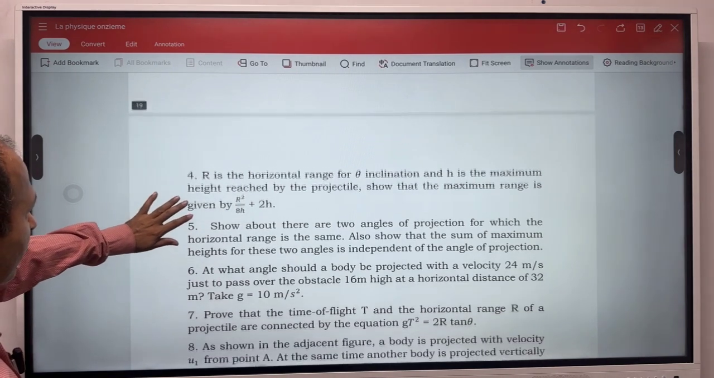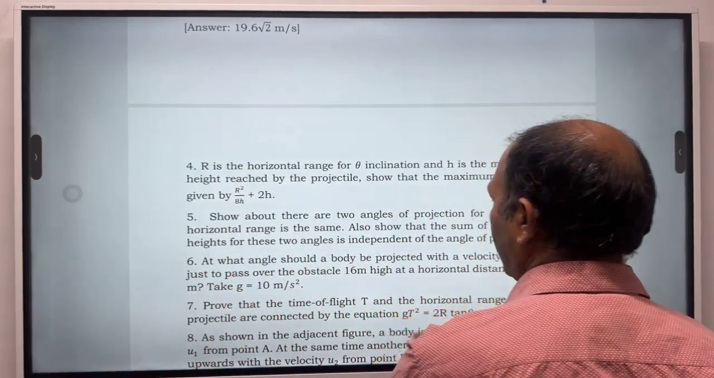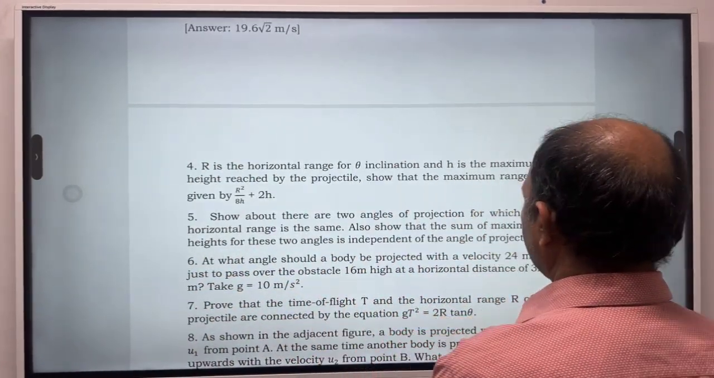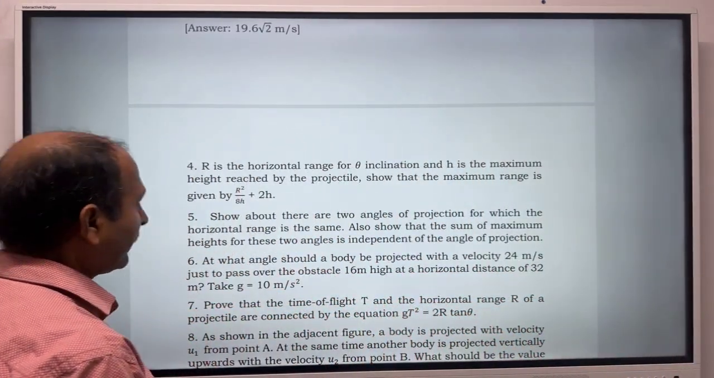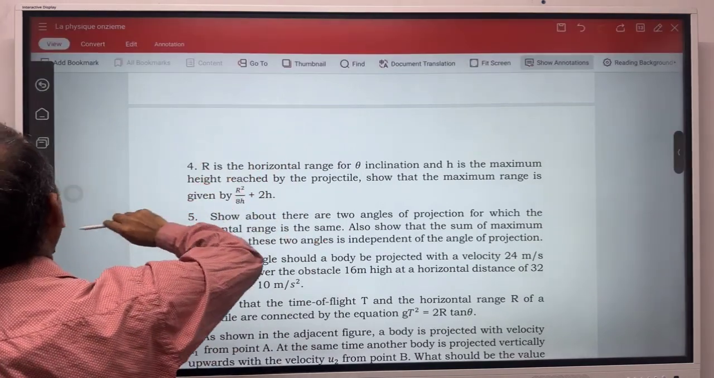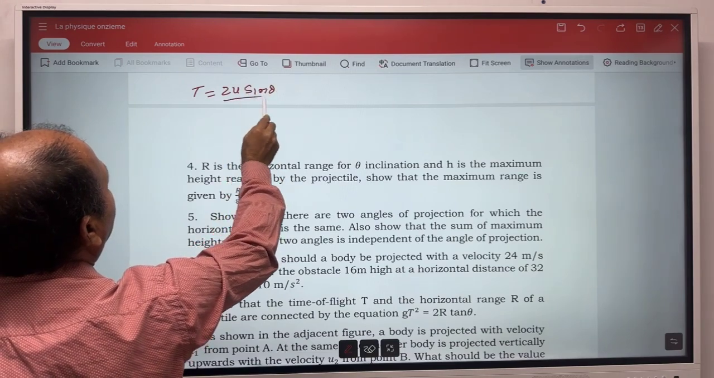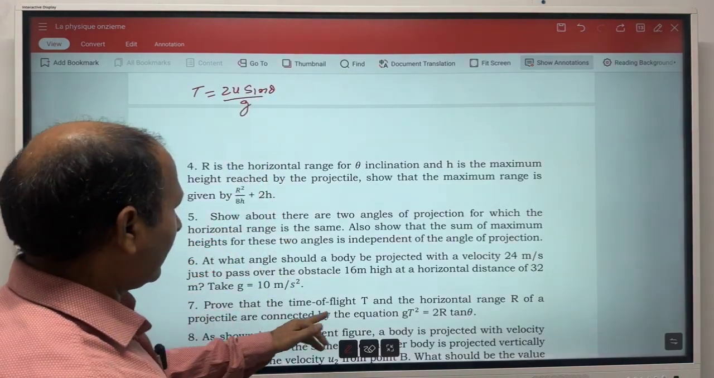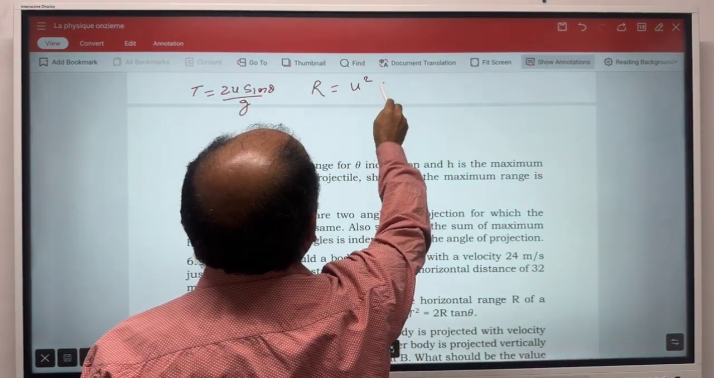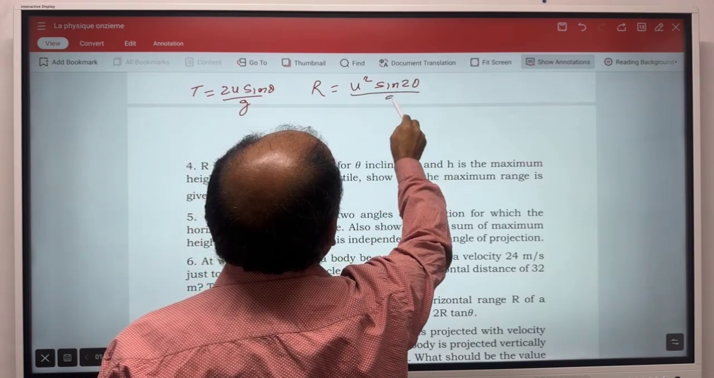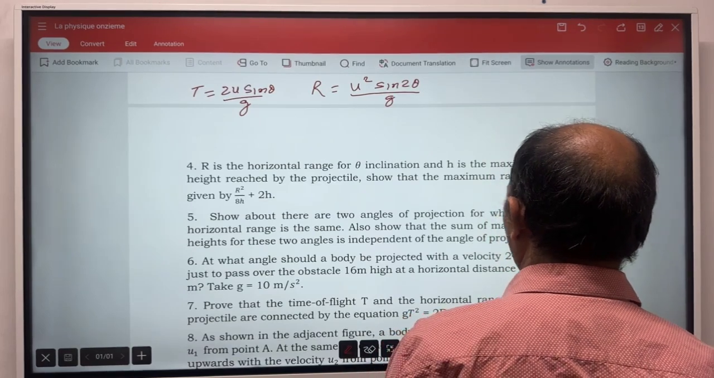Let's see the next question. Prove that time of flight t and the horizontal range r of a projectile are connected by the equation g t square equal to 2r tan theta. Let's see how. Time of flight, if you remember, t is given by 2u sine theta upon g. Horizontal range r equal to u square sine 2 theta upon g. Our concern is to relate the two, g times t square equal to 2r tan theta.